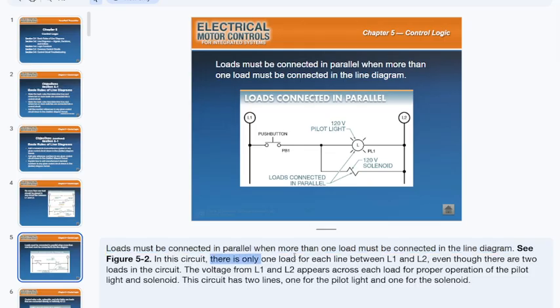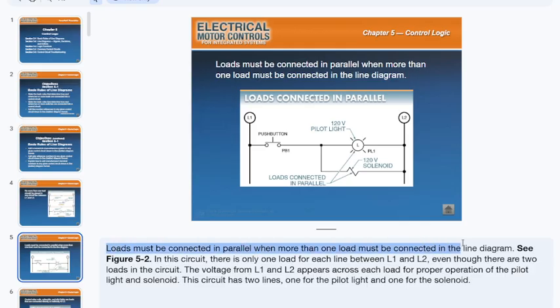So in this circuit, there is only 1 load for each line between L1 and L2. Even though there are 2 loads in the circuit, the voltage from L1 and L2 appears across each load for proper operation of the pilot lights and solenoid. This circuit has 2 lines, 1 for the pilot light and 1 for the solenoid.